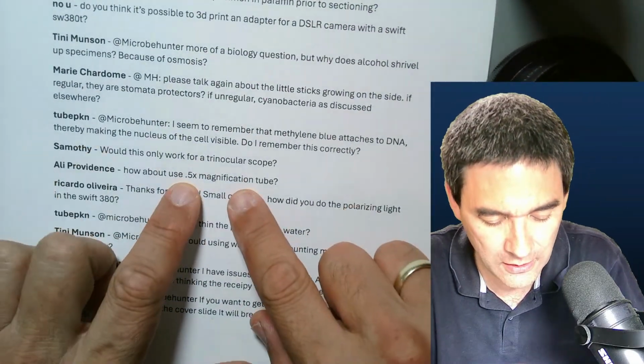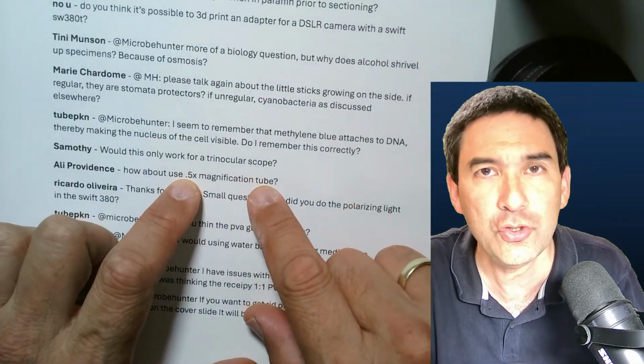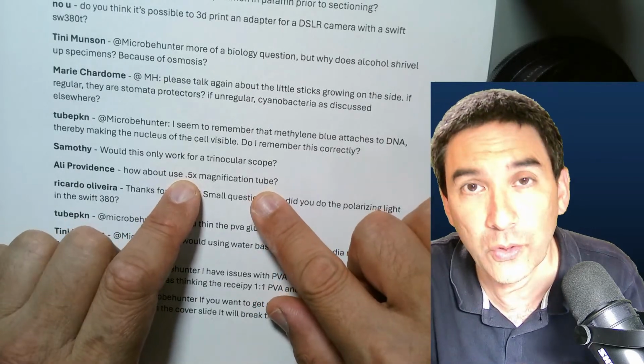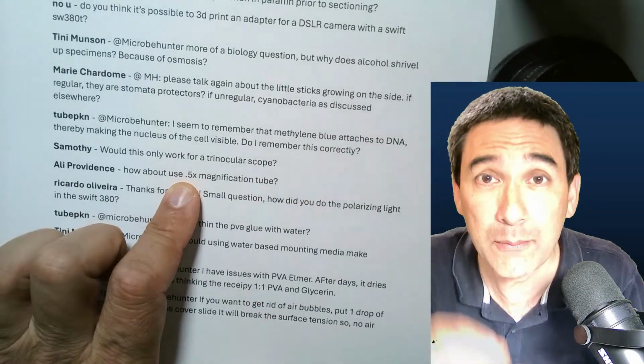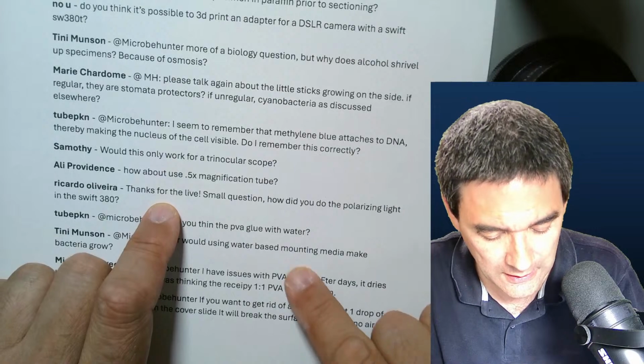So if you're asking here about a 0.5 magnification tube, then this is actually used for cameras, USB cameras that have a small sensor.